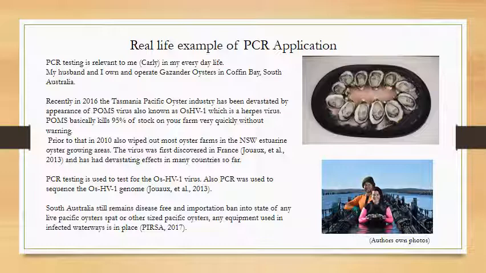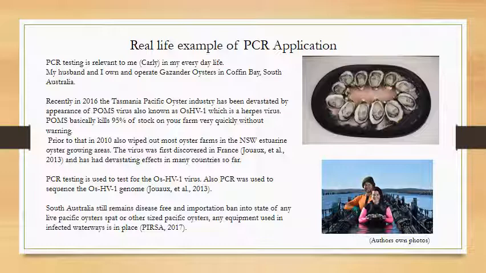The virus was first discovered in France and has had devastating effects in many countries so far. PCR testing is used to test for the OHSHV1 virus. Also, PCR was used to sequence the genome for this virus.